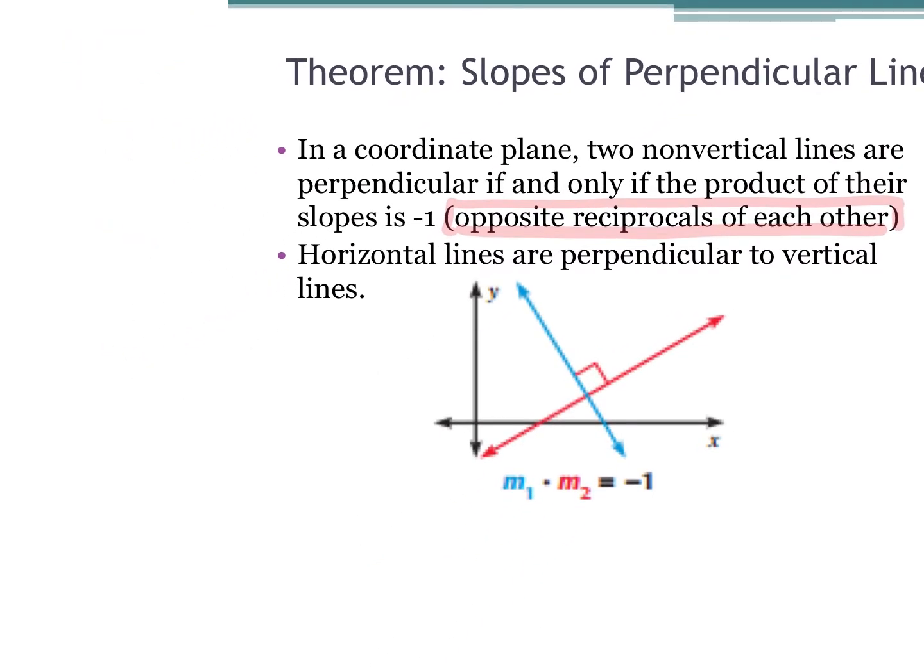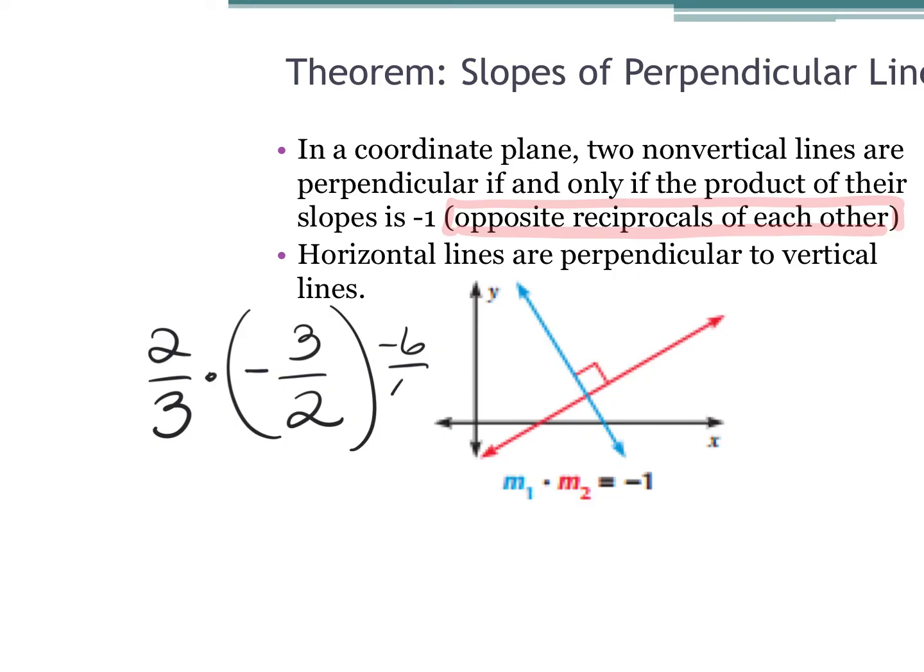So for example, if I had the fraction 2/3, its reciprocal would be 3/2, but then it's going to have the opposite sign. And then the theorem states that if I were to multiply these 2 fractions together, their product is going to give me -1. So 2 times -3 is -6 over 6, which simplifies to -1. So just know that perpendicular lines have opposite signs and reciprocals.